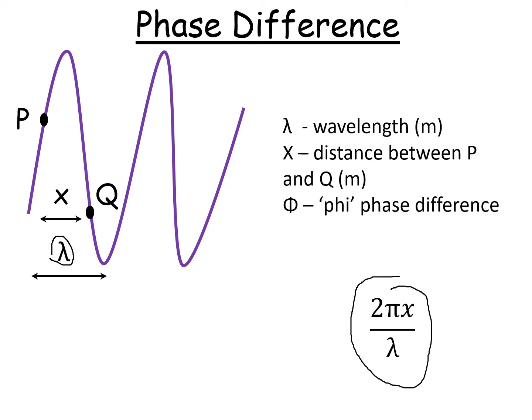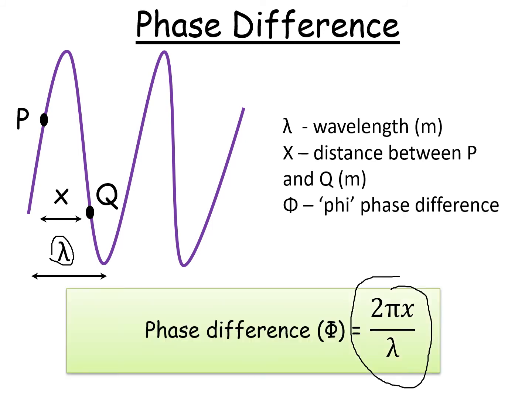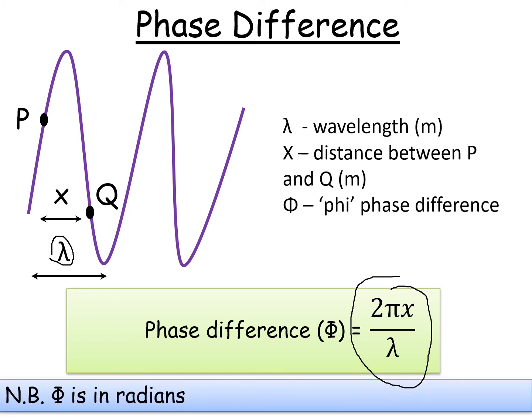And if we put all of these together, you get phi over 2 pi is equal to x over lambda. So wavelength is in meters, distance x between P and Q is in meters, and phi is the phase difference. Now, although usually we use meters for wavelength and distances, you will find in some of the later examples next time that we will use centimeters as well, partly because a lot of these waves we deal with are actually quite small. So just to summarize, phase difference phi is equal to 2 pi x over lambda, and phi is in radians.